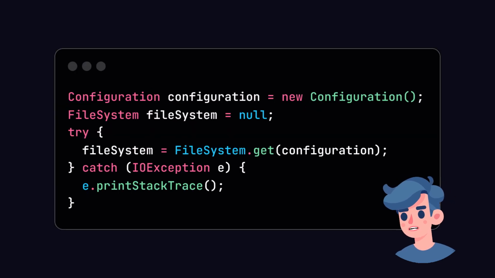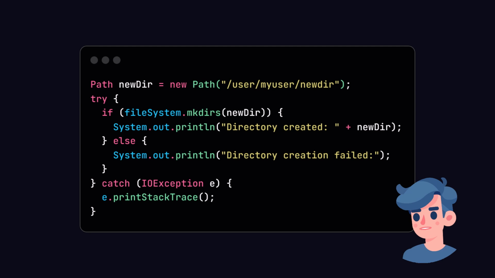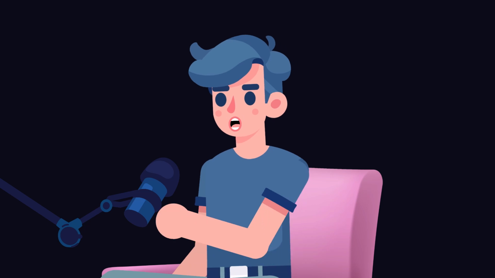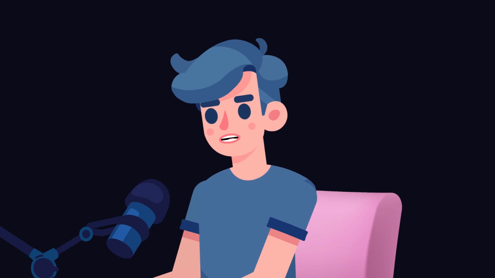Now inside the main method, we will initialize a configuration object and obtain the file system object that will allow us to access HDFS. Once we have the file system object, we can perform various operations. Let's start with creating a directory in HDFS. In this snippet, we are checking if the directory is created successfully and printing the appropriate messages. Let's test this code and check if the directory appears in HDFS.